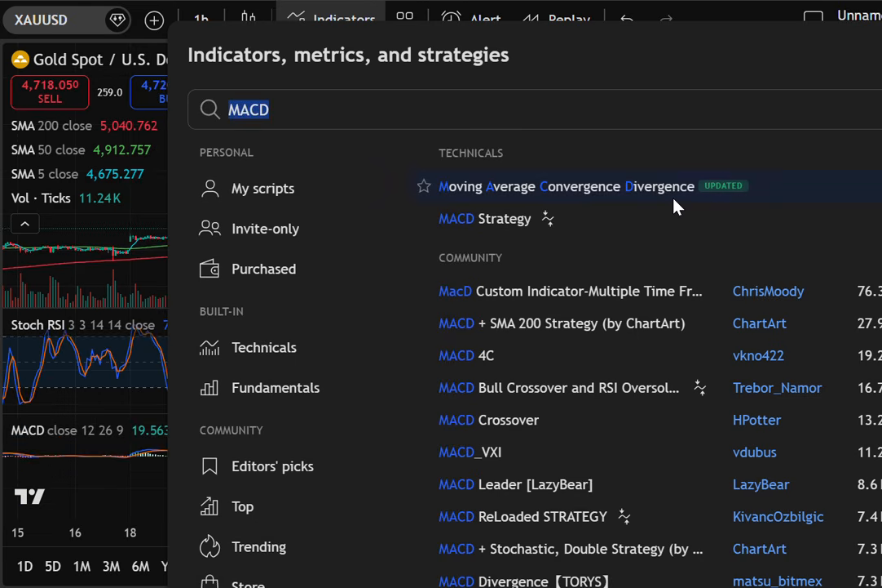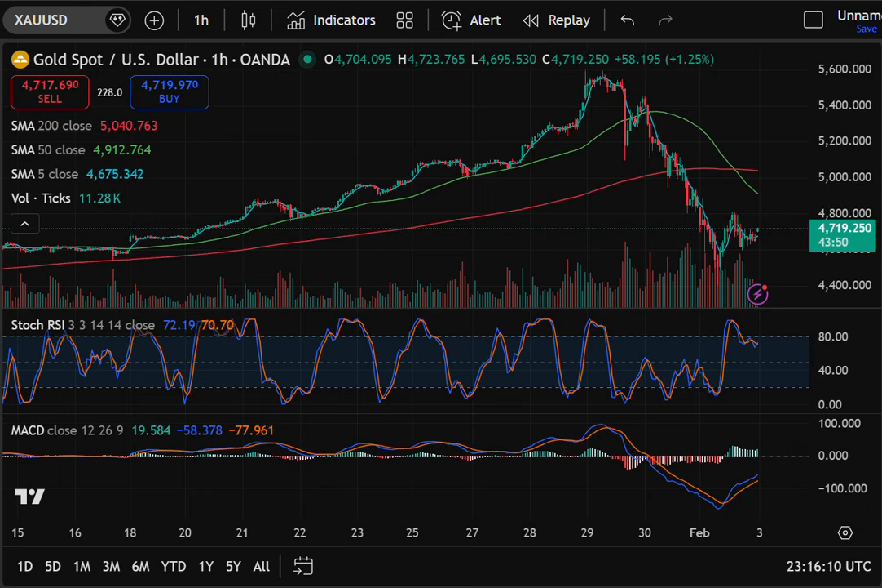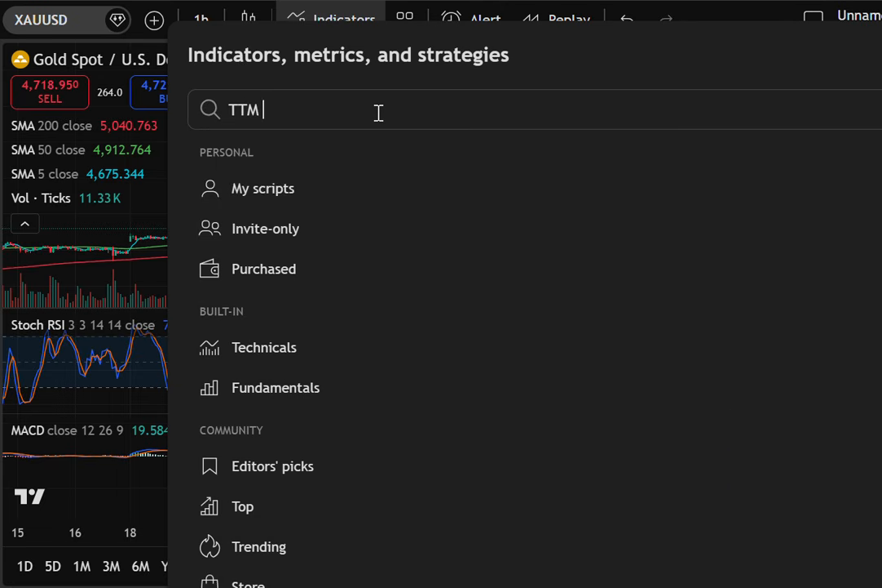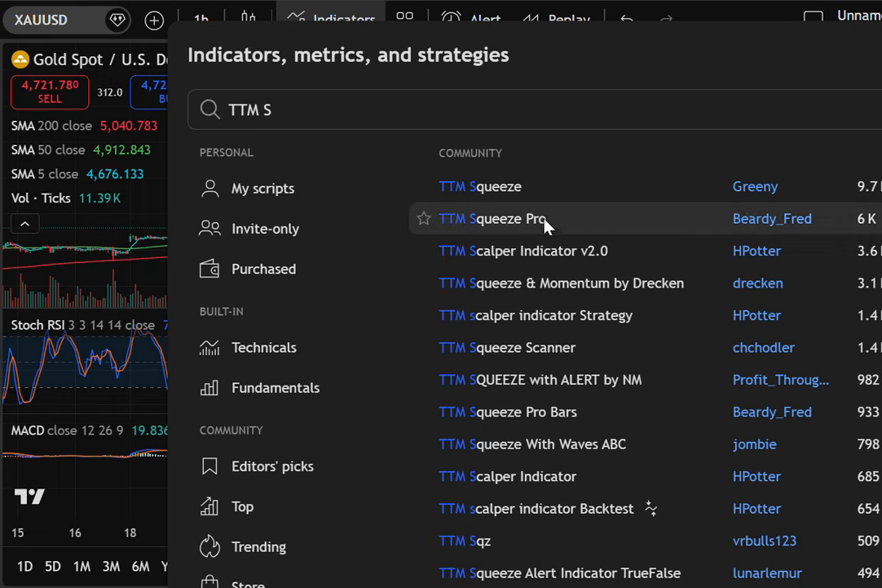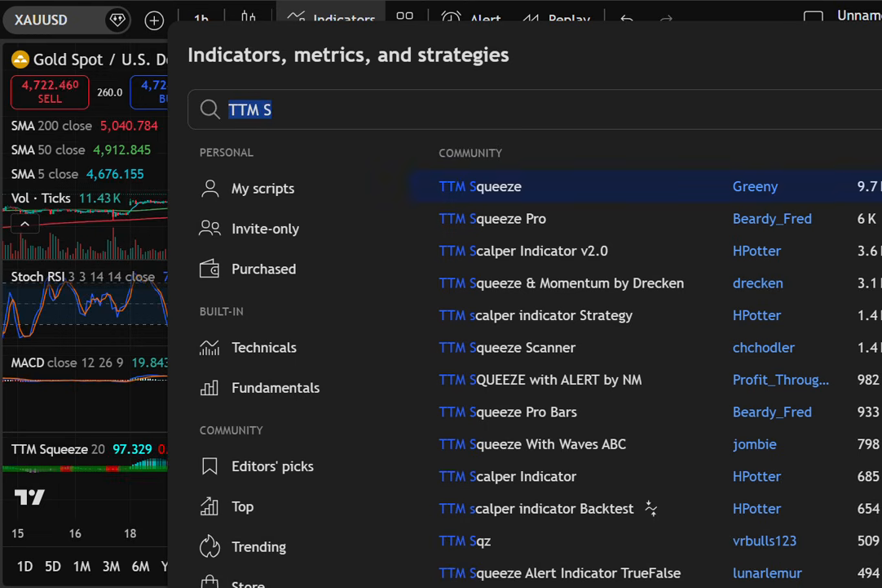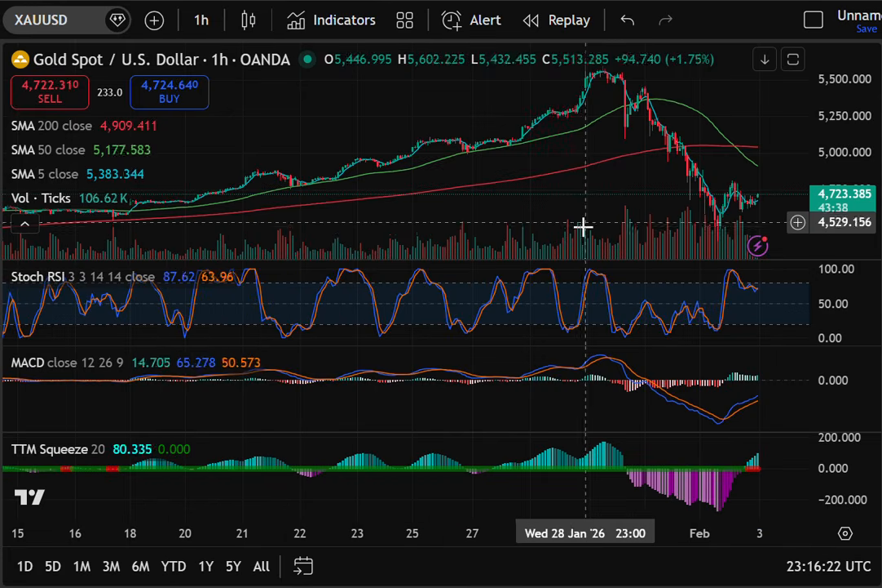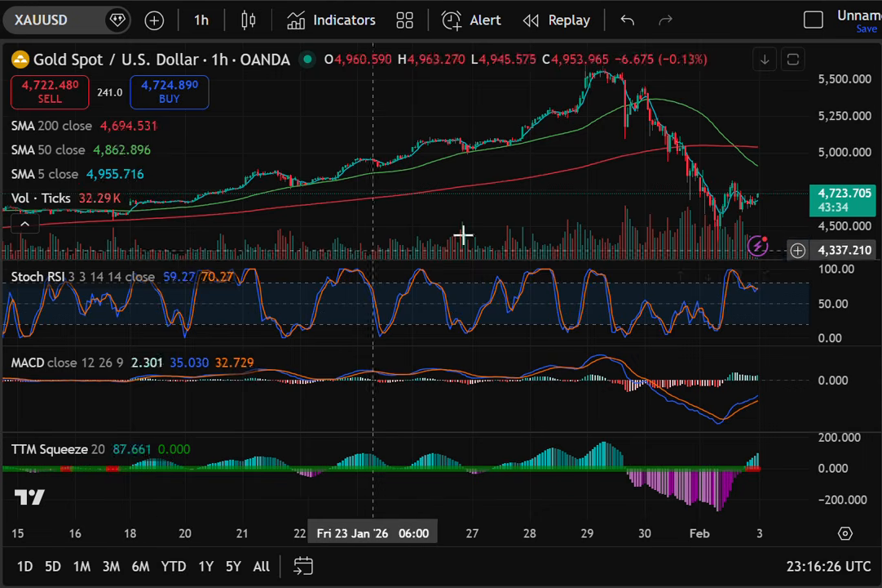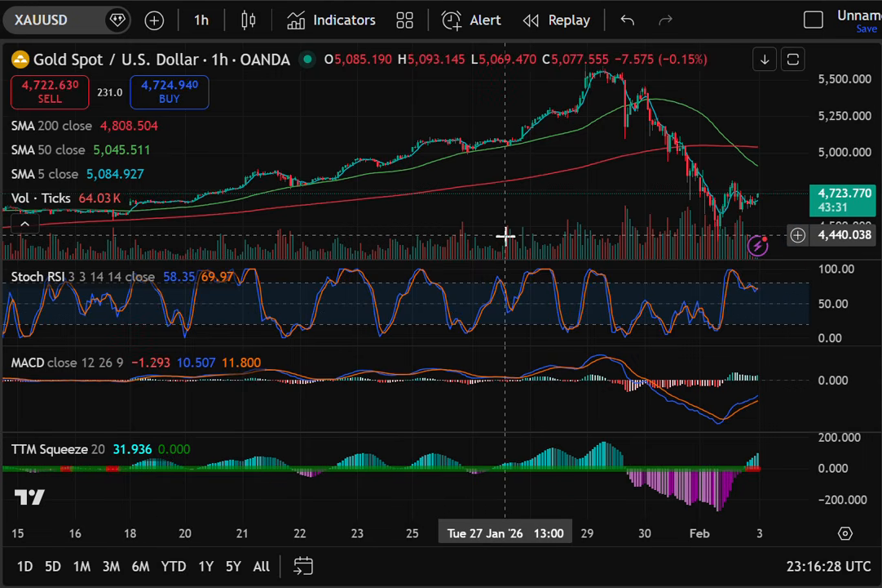So you click on that, and you have MACD right here. And last but not least, you want to add the TTM squeeze, which is right there. And now we have these three new indicators.